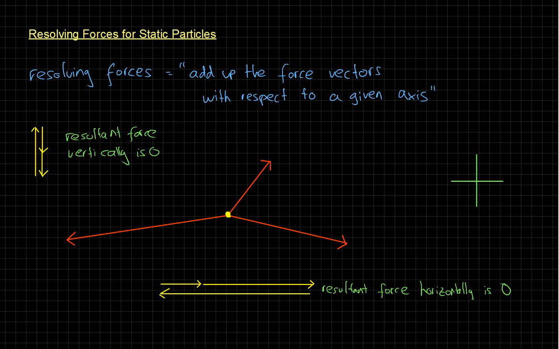So this is what I mean by resolving vertically and resolving horizontally. It means taking either the horizontal or vertical components of all the forces and adding them up. And in this case, we get 0. Here, remember, I haven't done any actual numerical calculation. So when I say adding up vectors, geometrically, that just means putting them head to tail.